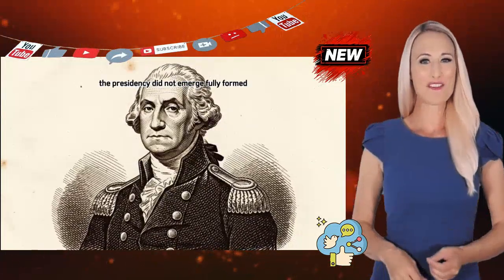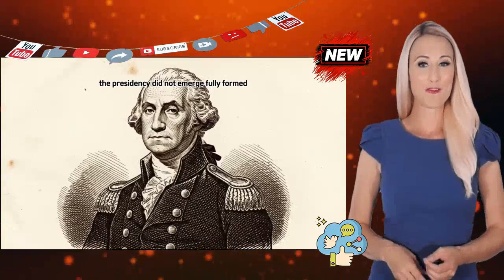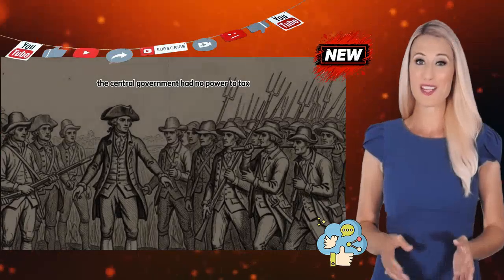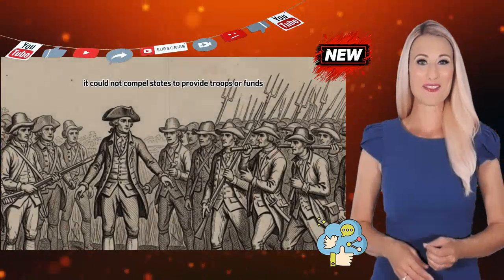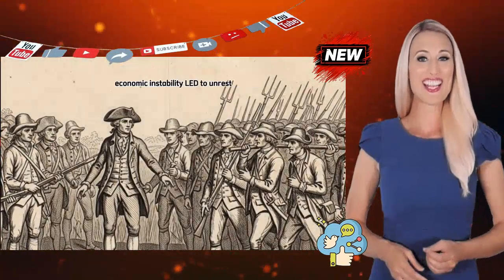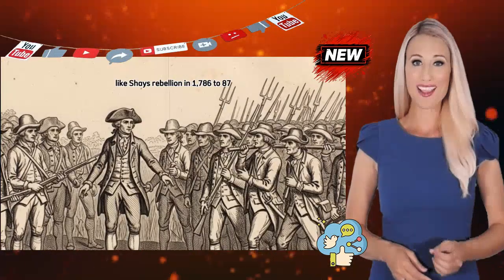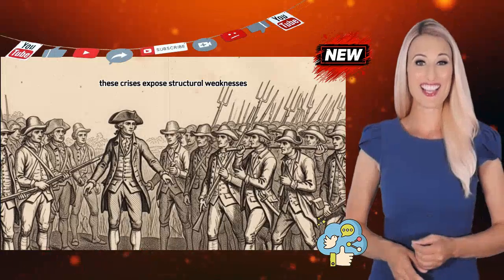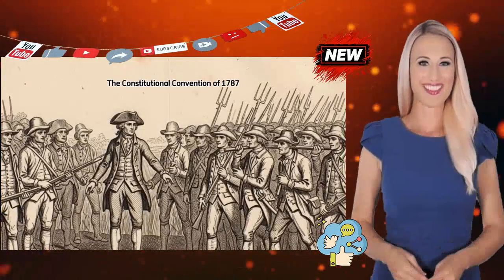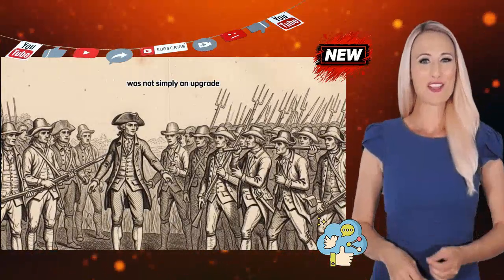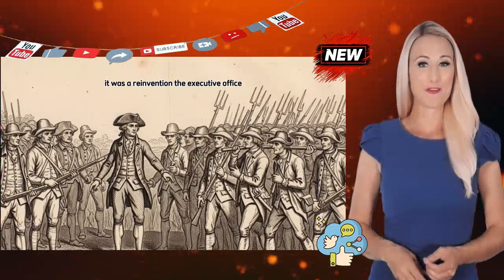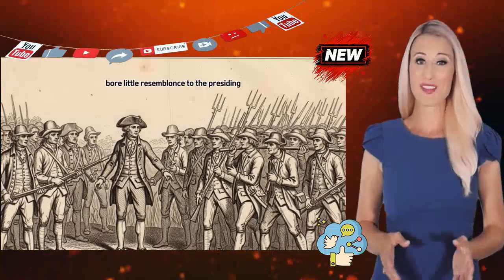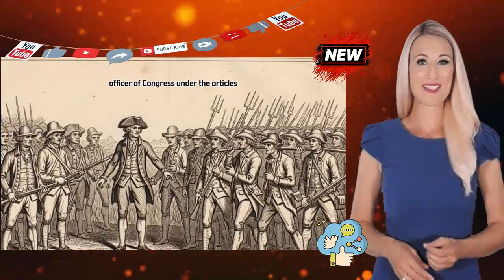It evolved. Under the Articles of Confederation, the central government had no power to tax. It could not compel states to provide troops or funds. Economic instability led to unrest like Shays' Rebellion in 1786–87. These crises exposed structural weaknesses. The Constitutional Convention of 1787 was not simply an upgrade, it was a reinvention. The executive office created in Article 2 of the Constitution bore little resemblance to the presiding officer of Congress under the Articles. Washington's presidency represented a new experiment entirely.